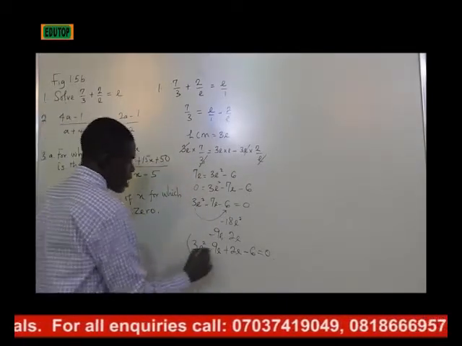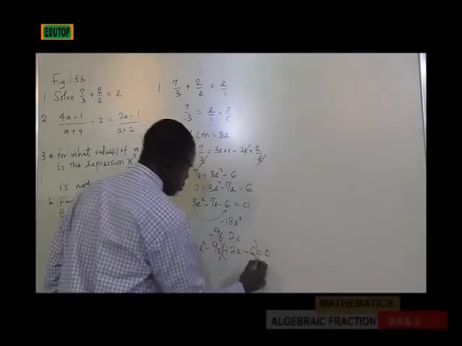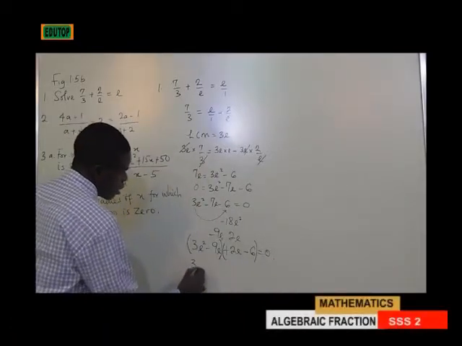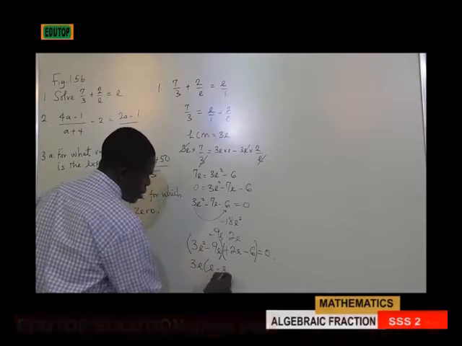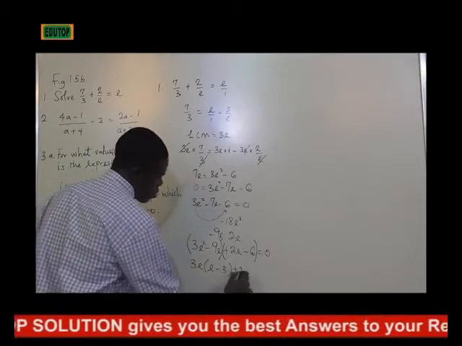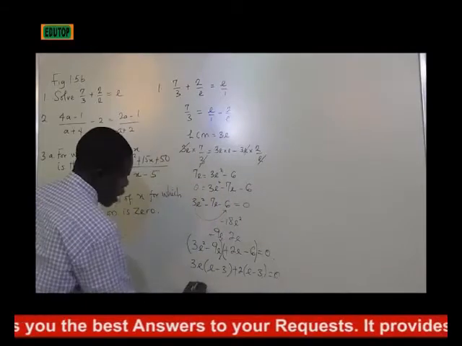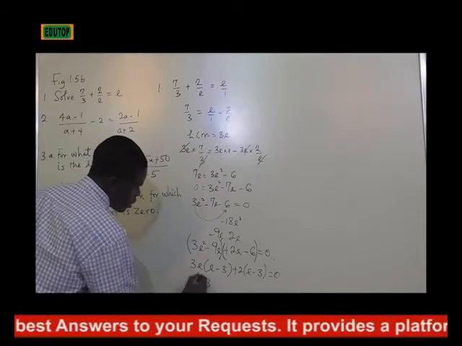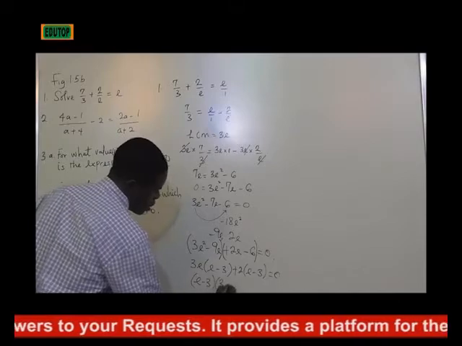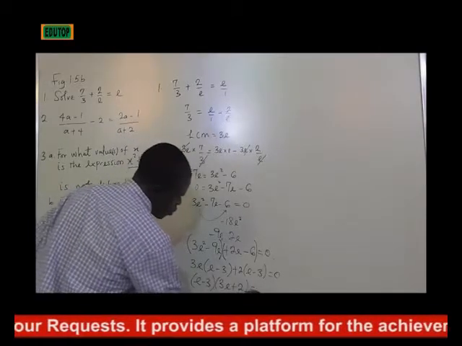Then here, we break it down into 2. What is common here? 3e. We have e minus 3. What is common here? Plus 2. E minus 3 equal to 0. So we have e minus 3 into 3e plus 2 equal to 0.